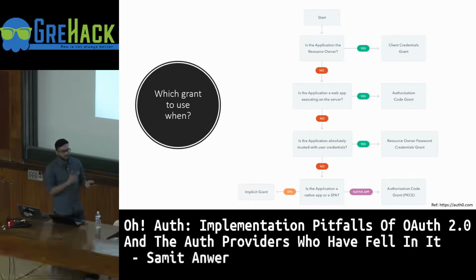And like in the previous example, where we had a third-party application called LinkedIn, and it was trying to access Google resources of the end user, that's where the authorization code grant is used. And this is the most famous one you'll see across websites.